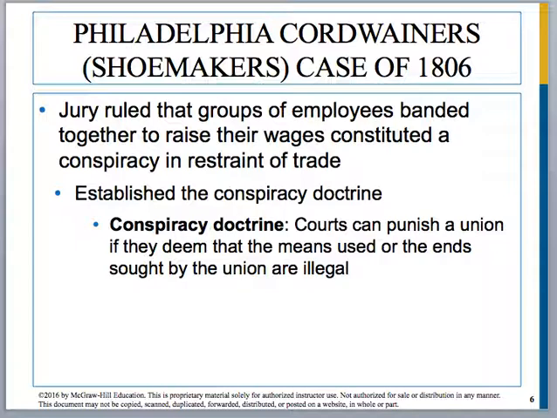So in 1806, there was a shoemaker's case in Philadelphia, and that's what a cordwainer is, a shoemaker. And the jury ruled that groups of employees that banded together to raise their wages constituted a conspiracy in restraint of trade. It was established at that point, the conspiracy doctrine, under which courts can punish a union if they deem that the means used or the ends sought by the union are illegal. So if it's not legal, by the way you're reaching it or how you end up with it, it is considered a conspiracy, right? You're conspiring to do something illegal. You can actually punish the union for it.